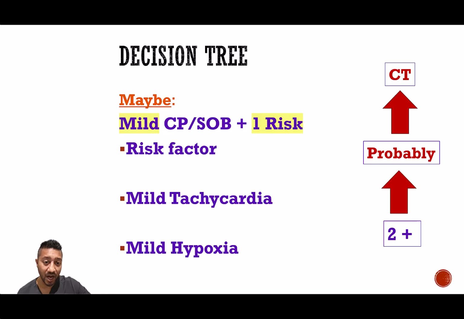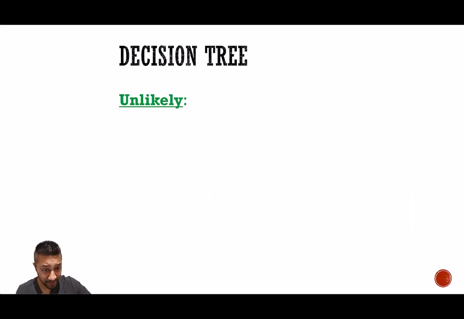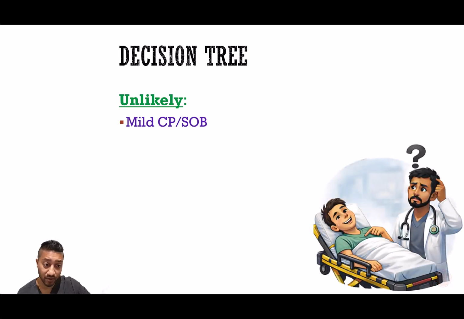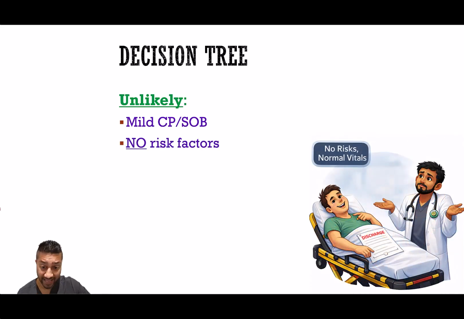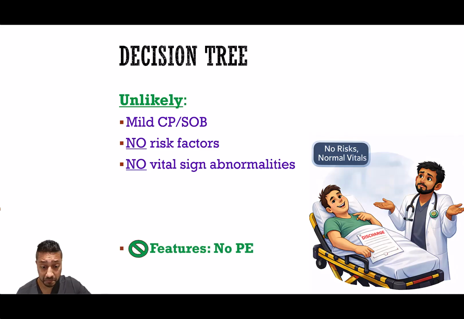The final group is the unlikely group, who don't need any PE testing, whether with D-dimer or CT, because they don't have any of the features from the previous two groups. Now, these patients still have to have mild symptoms of their chest pain and shortness of breath, but they can't have any risk factors for PE, and they can't have any vital sign abnormalities, not even the slightest tachycardia or hypoxia. It may not be clear what these patients have, but it is clear that they don't have a PE because their symptoms are mild and they lack every risk feature that we've discussed. Thus, no further testing is needed from a PE standpoint.